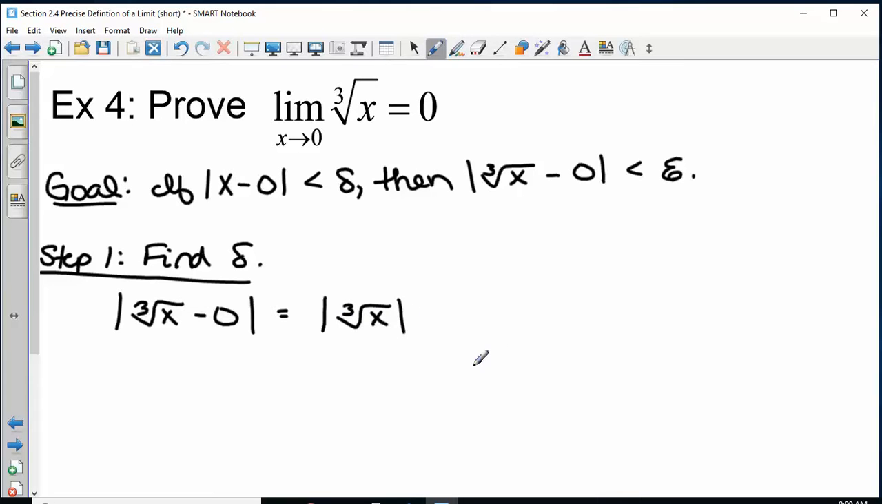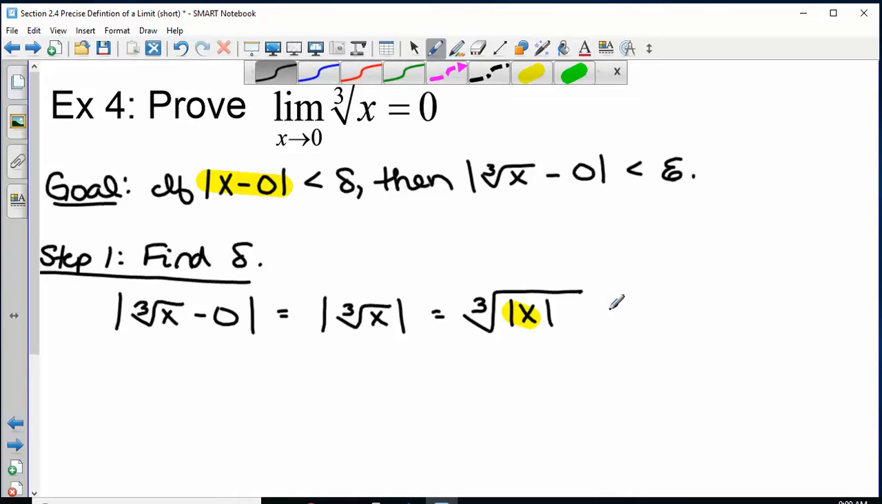Absolute value just makes it positive. Does it matter if you do the absolute value before or after the cube root? No. So this would be the same as the cube root of the absolute value of x. Okay, we're trying to turn this thing into this. But isn't the absolute value of x the same as the absolute value of x minus 0? Yeah.